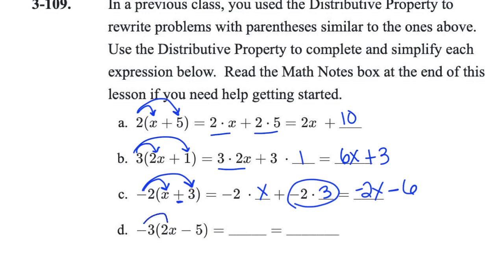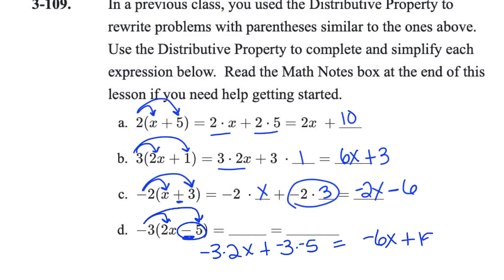Part D, negative 3 times 2x, and I've got a negative 3 times a negative 5. Negative 3 times 2x is negative 6x. Negative 3 times negative 5 is a positive 15.